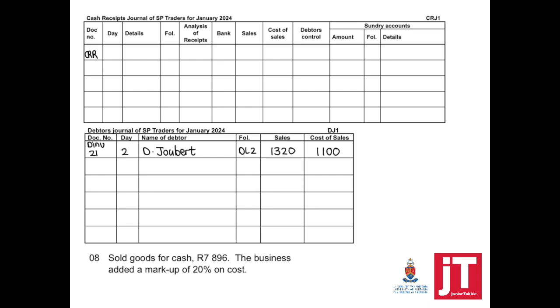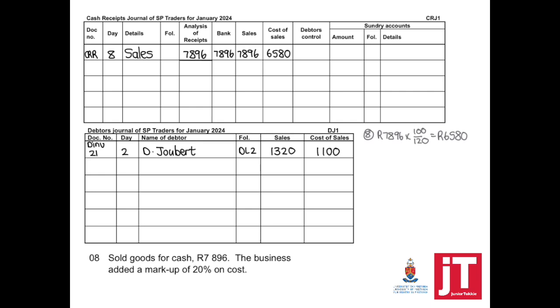To calculate the cost, it means we have to take the selling price times 100 divided by 100 plus 20, which is 120. So the source document, cash register roll, on day 8, details, sales, analysis of receipts, 7,896, bank, because it's the only transaction on that day, 7,896, sales 7,896, and now we need to indicate the cost. As I've mentioned earlier, take the selling price times 100 divided by 120, and that's my cost.